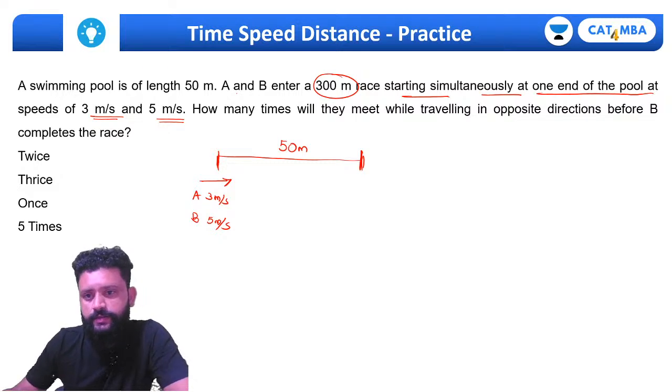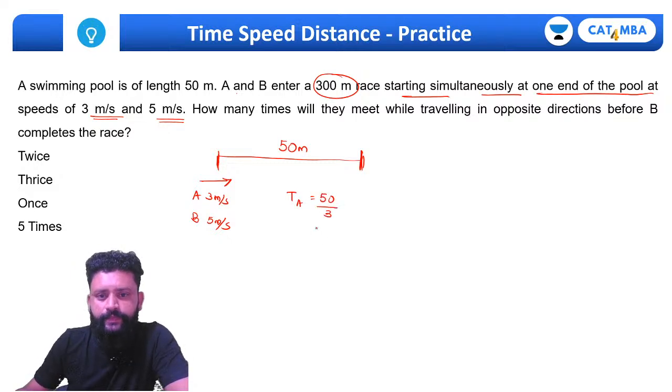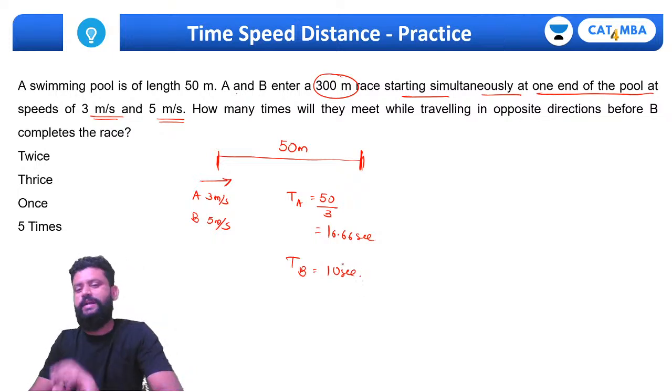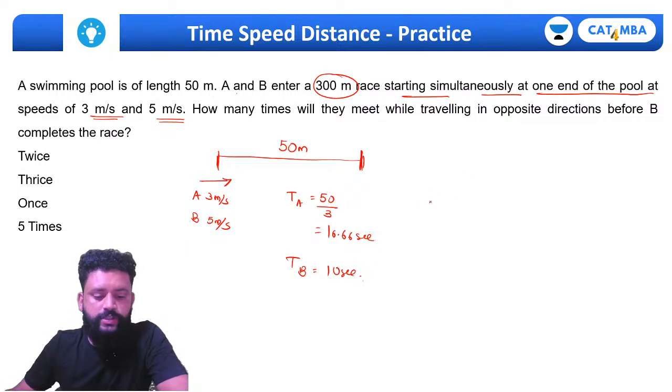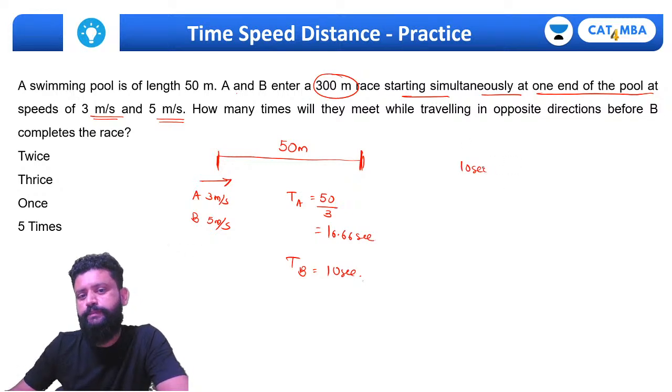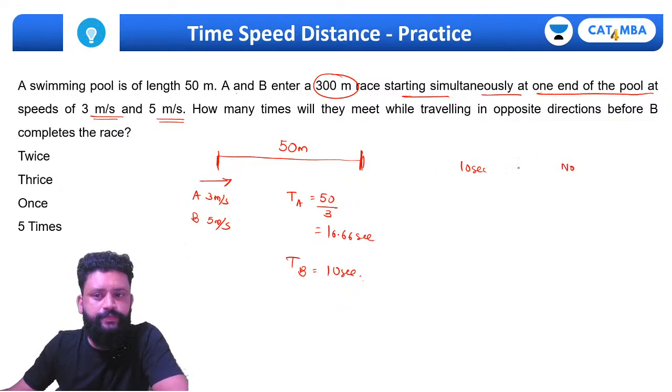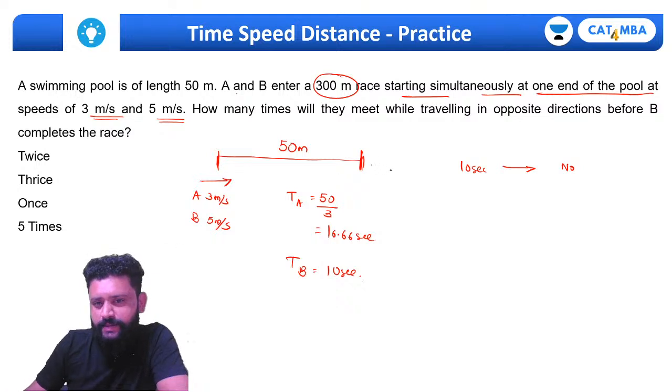So while going, how much time will A take? Time required for A will be 50 divided by 3, which comes out to be 16.66 seconds, and time required for B will be just 10 seconds. So that's what we know. Let's check. Until 10 seconds they will not meet, right? Because after 10 seconds B will reach here, that's the first thing.